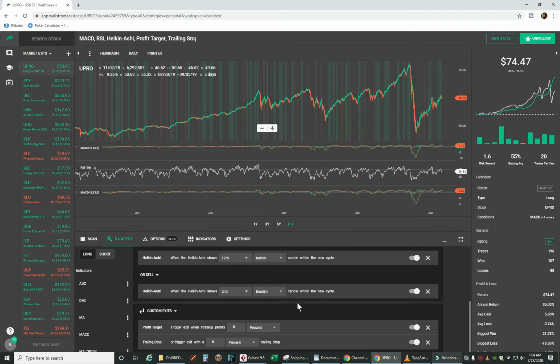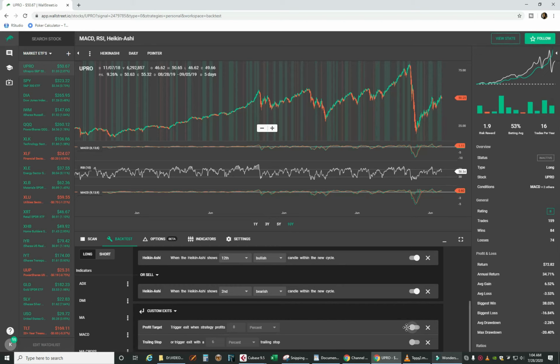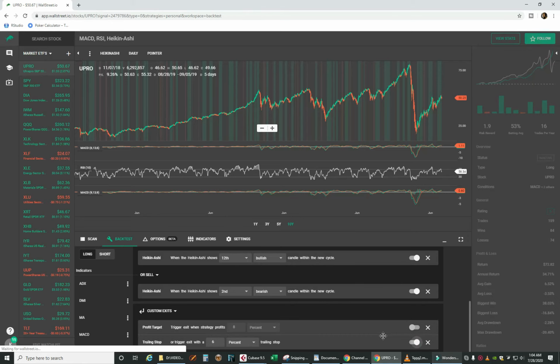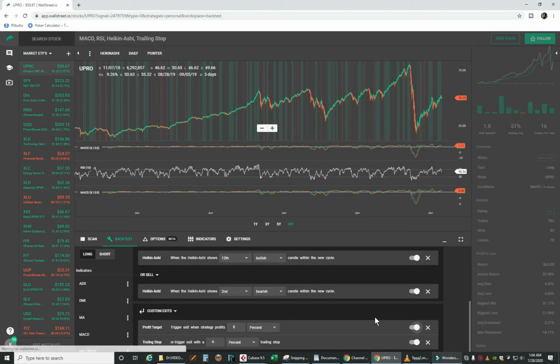We'll talk about some of these custom exits as well. These turned out to improve the strategy. If I take these off first, just to show you where we were at before them, we were at 34.71, but the max drawdown was negative 20%. One thing that I've used for a while is trailing stops, either manually or actually entered into the trading system, that just move up as the trade goes up. So that was one of the first things that I wanted to add. And then also adding a profit target helped too.